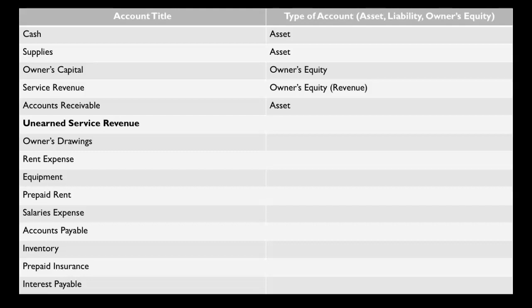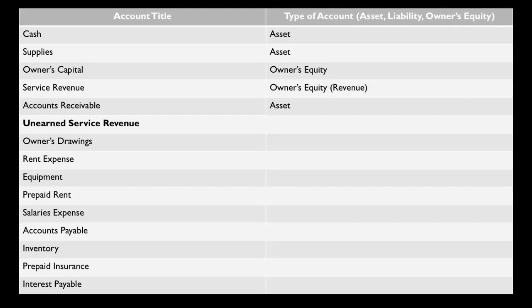Now, unearned service revenue is the first real tricky one on here. We just talked about service revenue a few accounts ago, right? And we said that was a revenue that fell under owner's equity. Unearned service revenue is different. So service revenue is when we performed a service. Unearned service revenue is when we got paid before we did any of the work. So we now owe that customer services.